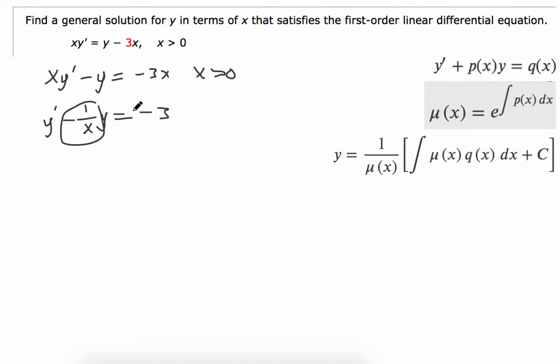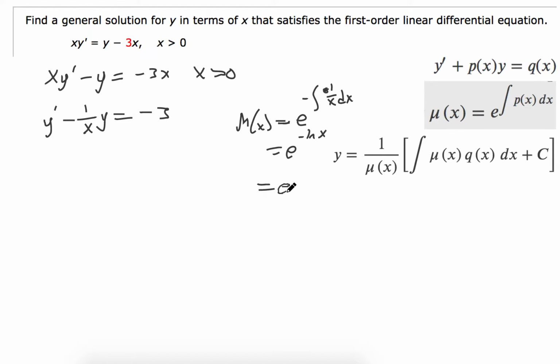This is our p of x, and this is our q of x. So to find the integrating factor, m of x, as our text defines it, our integrating factor is going to be e to the indefinite integral of p of x, negative 1 over x dx. If we evaluate that a little bit more, you can factor out the negative sign. We know the antiderivative of 1 over x is natural log x.